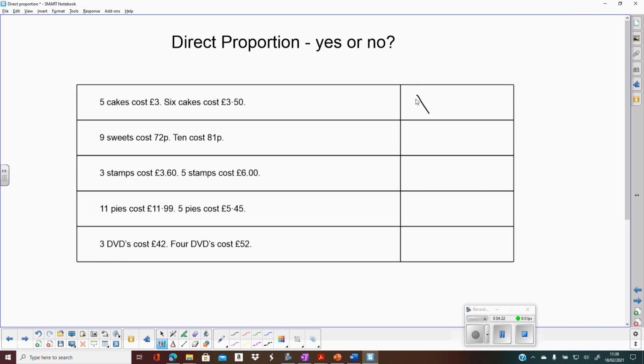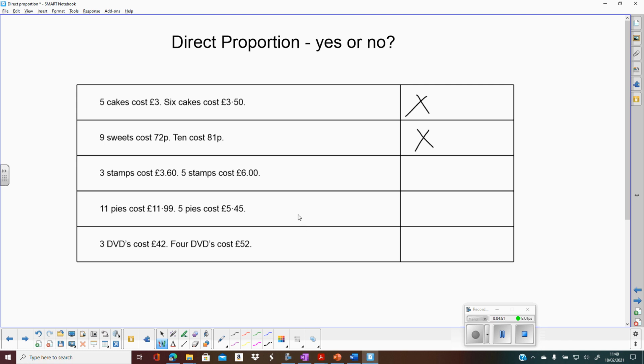Okay, so pause the video and have a look at the next 4 statements and decide whether or not they're in direct proportion. Okay, I hope you managed to have a go at that. So we have the second one, 9 sweets cost 72 pence. If we divide the 72 by 9, that means that each sweet costs 8 pence. So 10 sweets would cost 80 pence, not 81. So they are not in direct proportion.